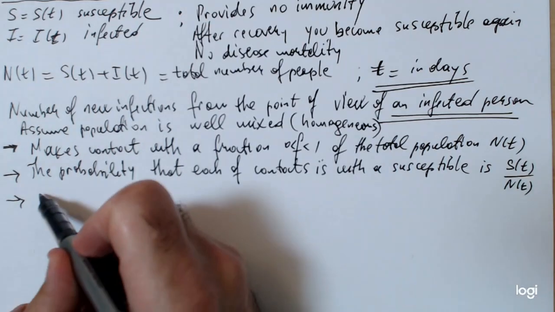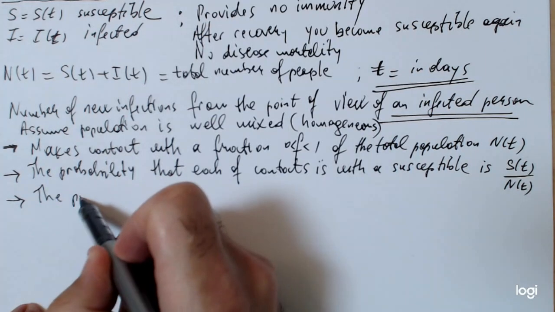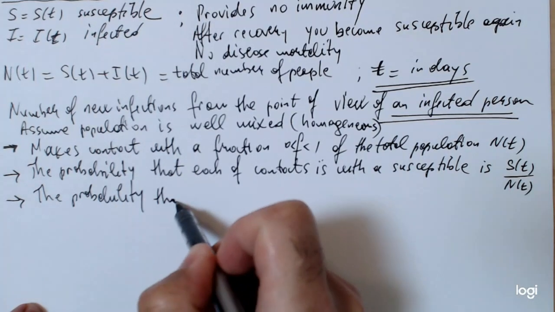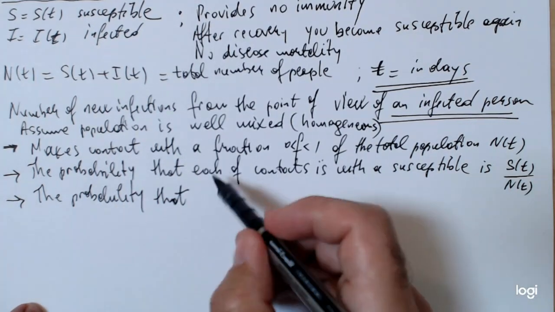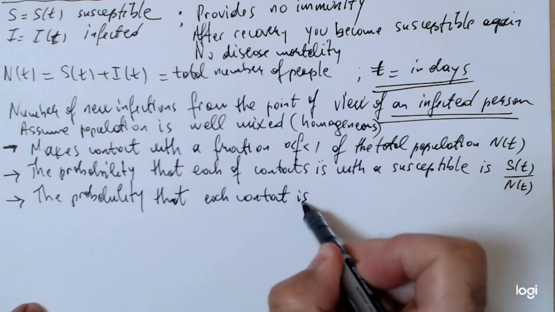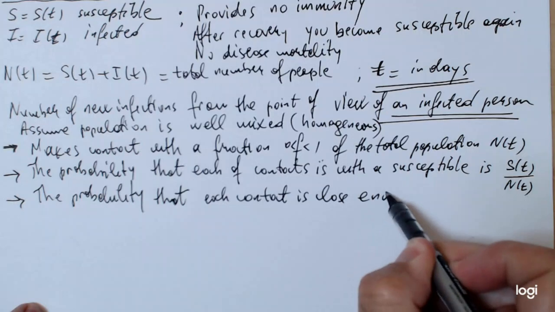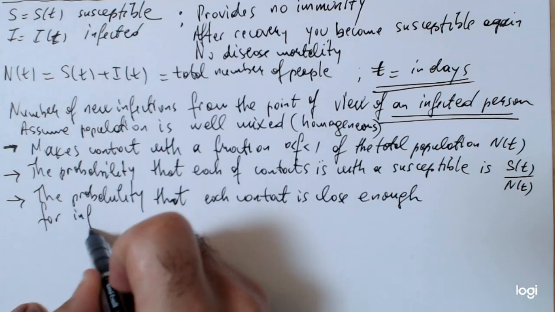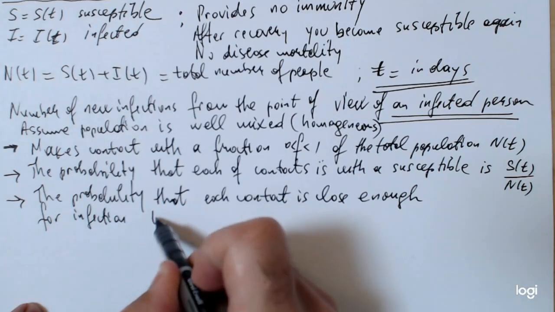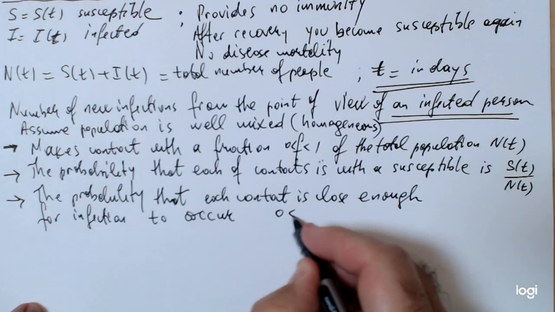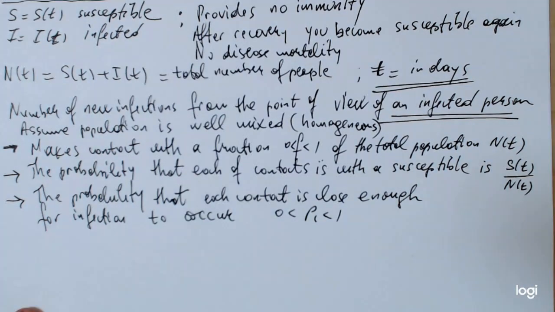So let's say you add the probability that each contact is close enough for infection to occur. And let's say that probability is P1, between 0 and 1.